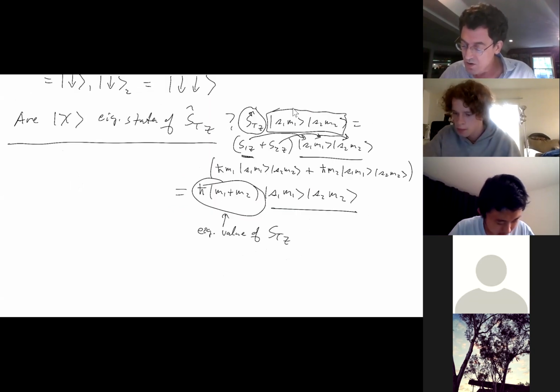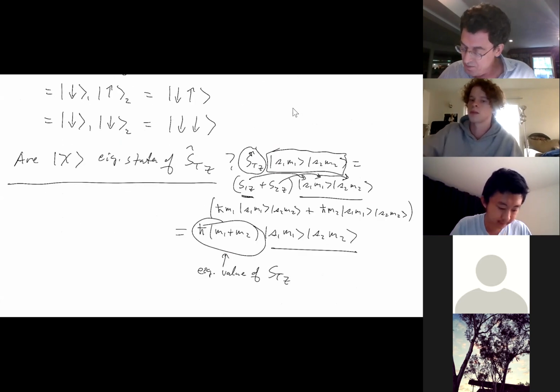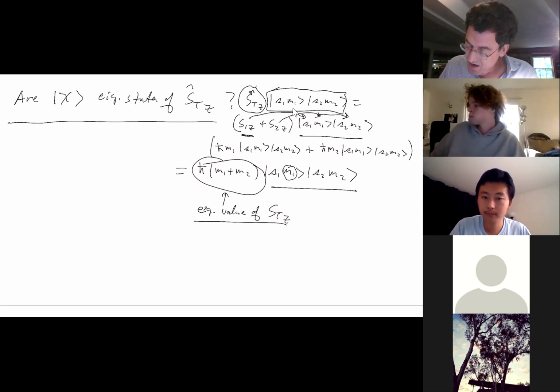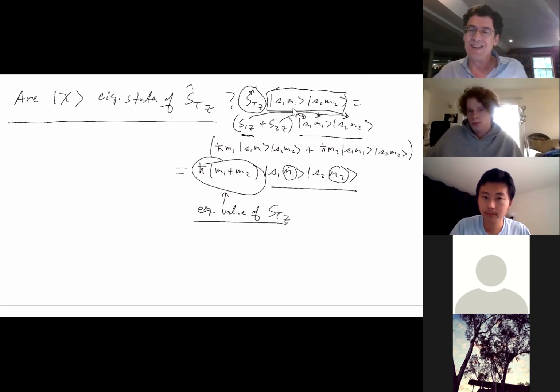So every product state is an eigenstate of the S total z operator. That's an important thing to remember. And it's really simple because the eigenvalue is just the sum of the two z components. And that's really sort of intuitive because look at my fingers. Think of it classically.